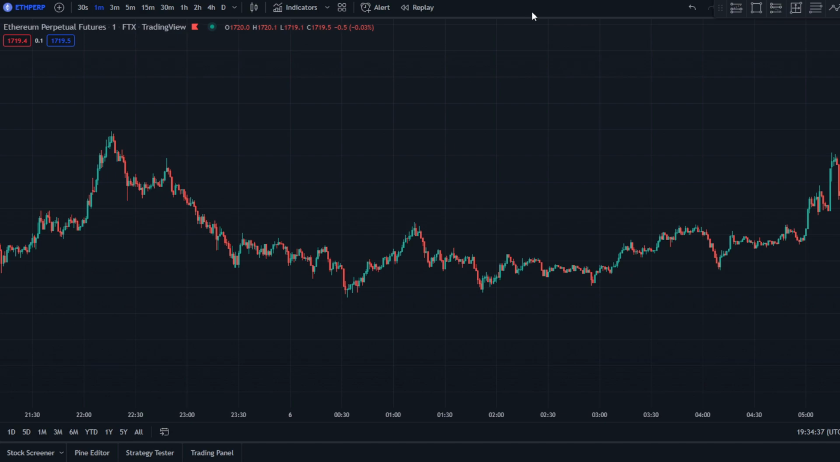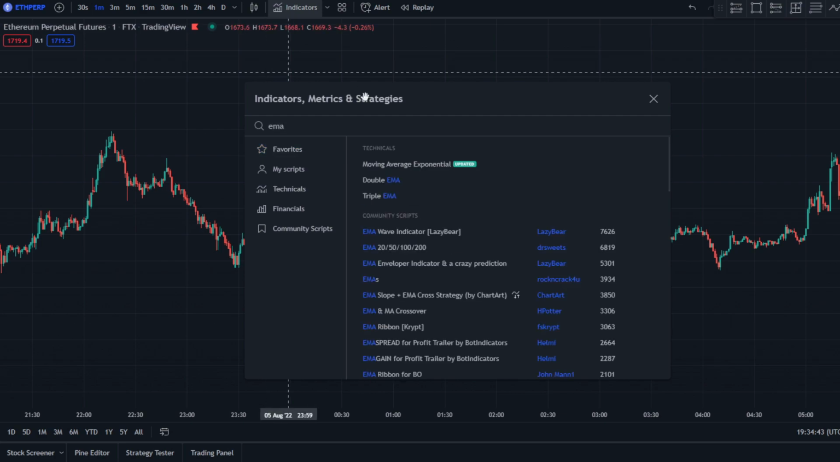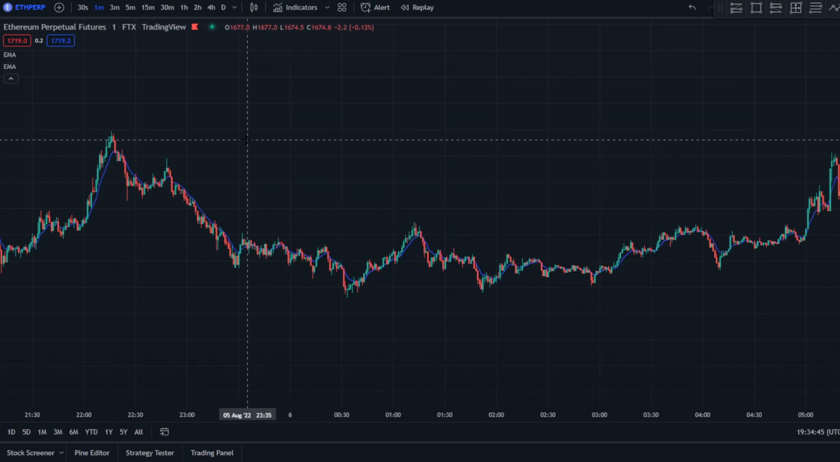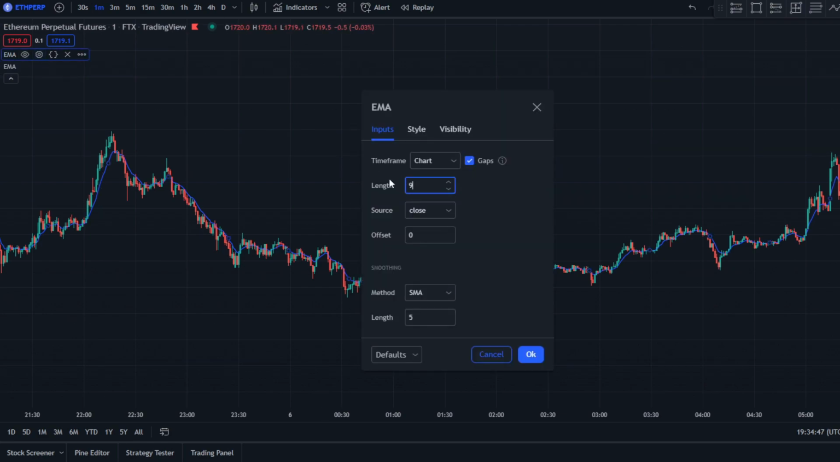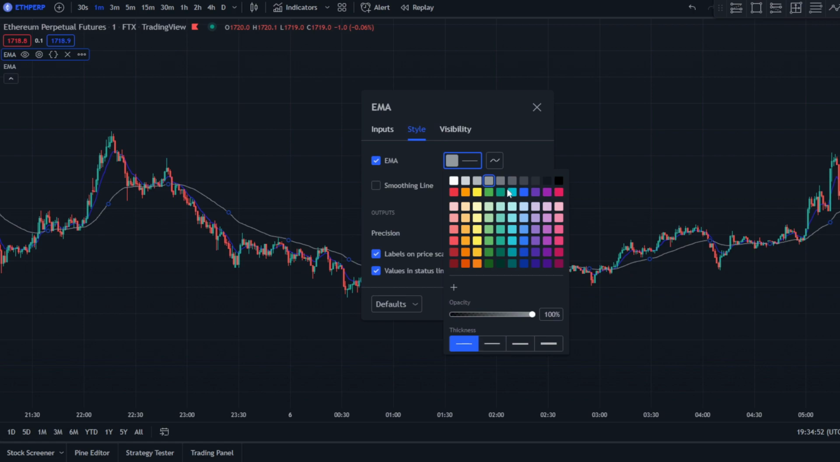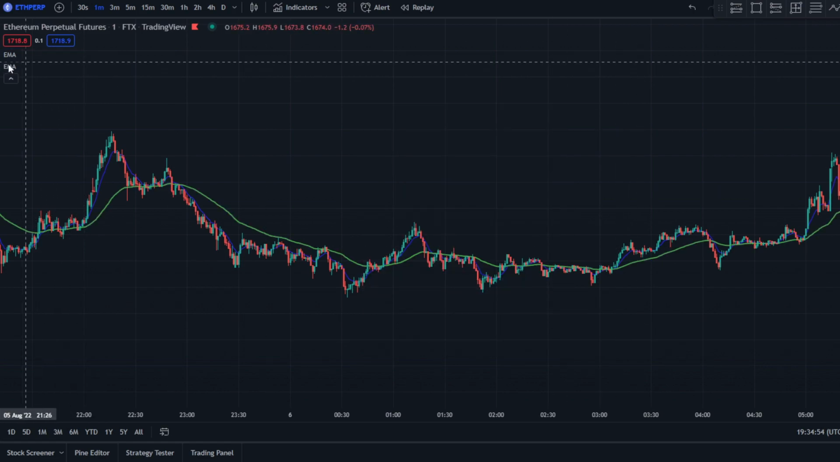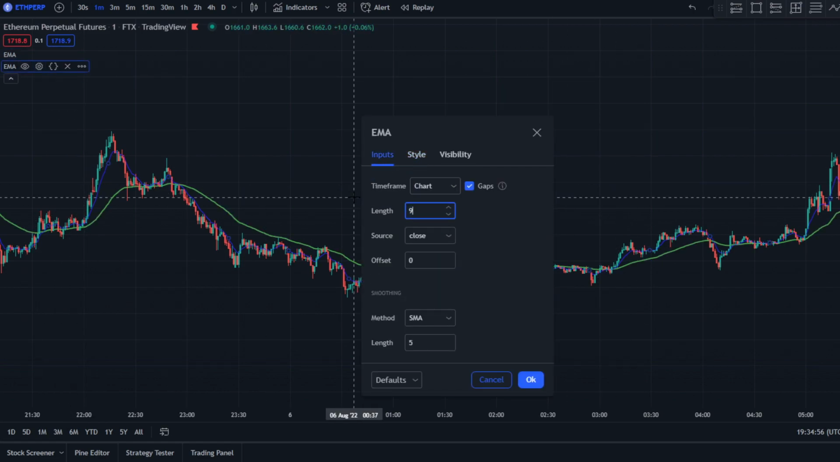But without further ado, let's start and let me show you guys the indicators that we'll be using. So the first indicator that we'll be using is your EMA, and we'll be needing 2 of your EMAs. First up will be a 50 EMA, and I'll make it green in color. Next up will be a 200 EMA, and I'll make it white in color.